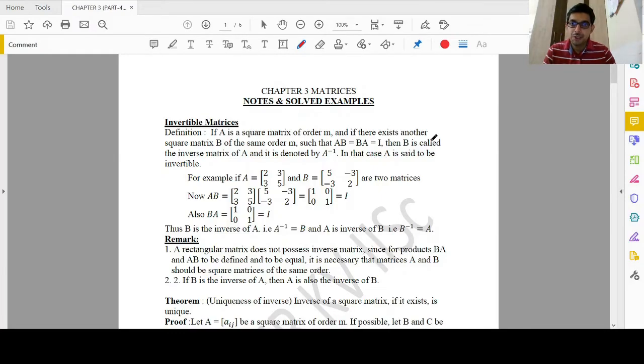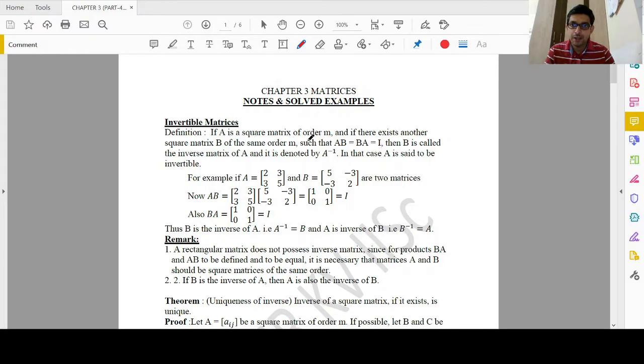Hello everyone. In this video, I will discuss the inverse of a matrix and a method for finding the inverse of a matrix. Let us start with the definition of invertible matrices.